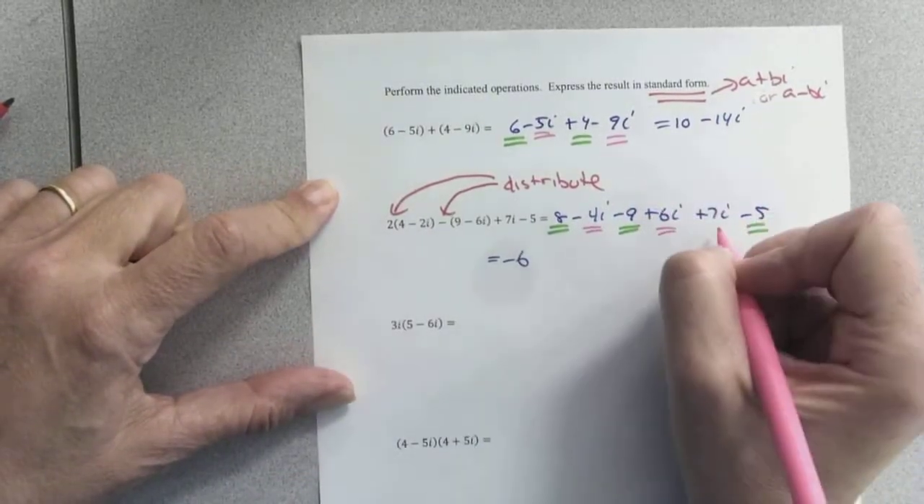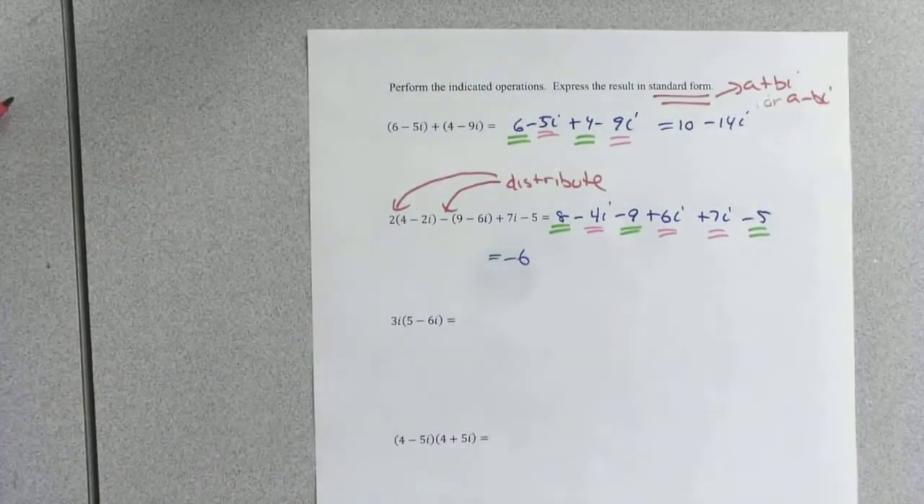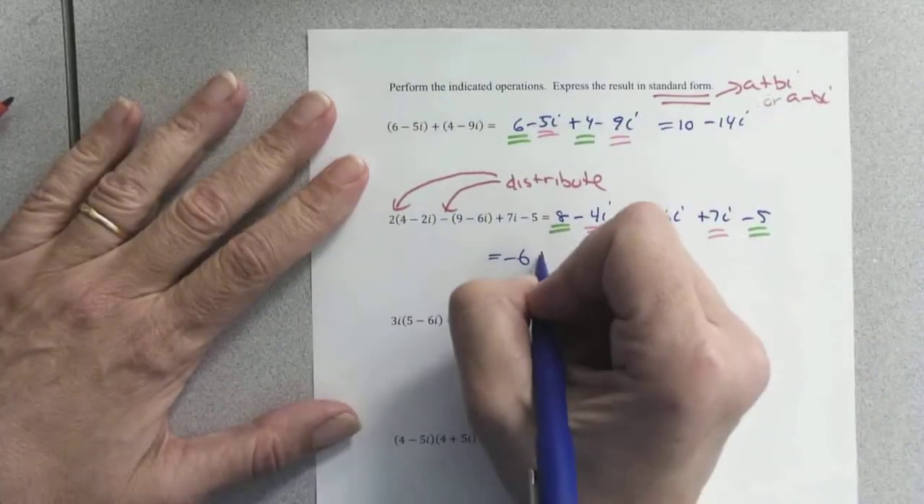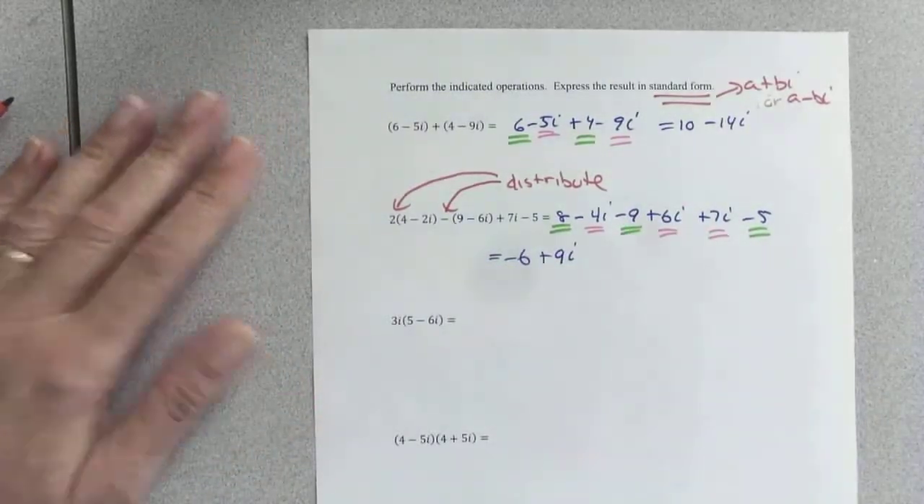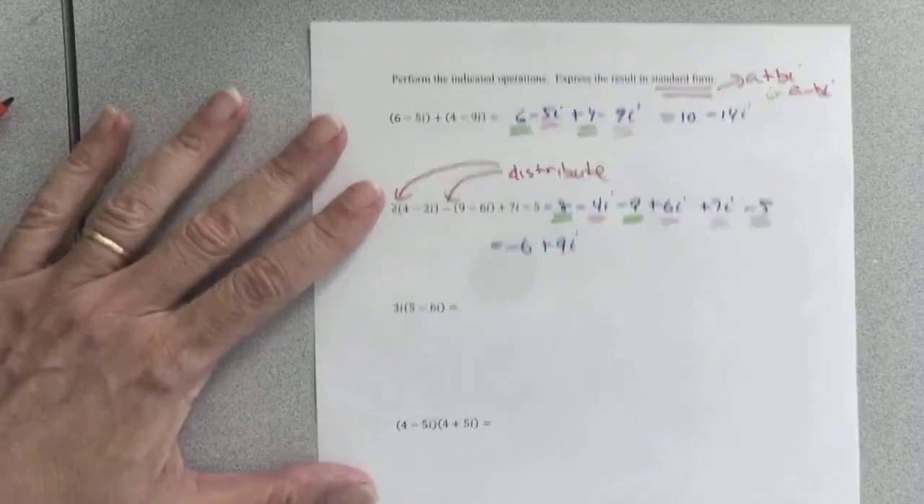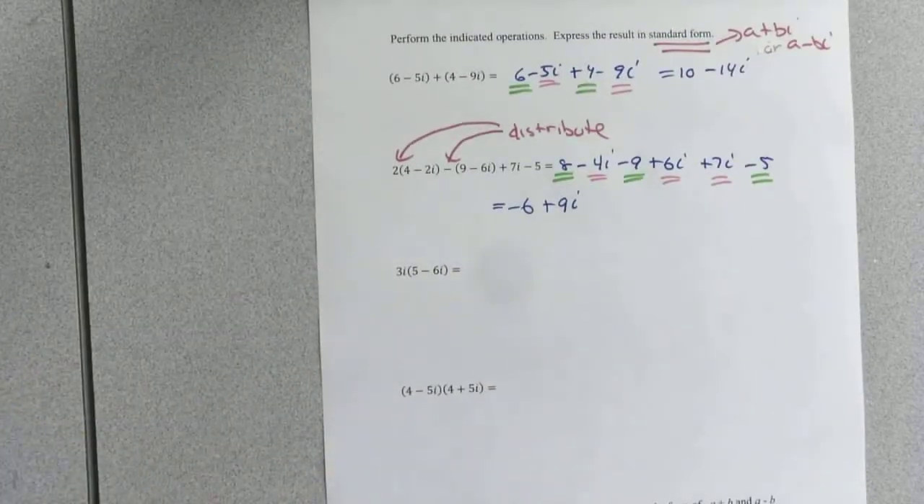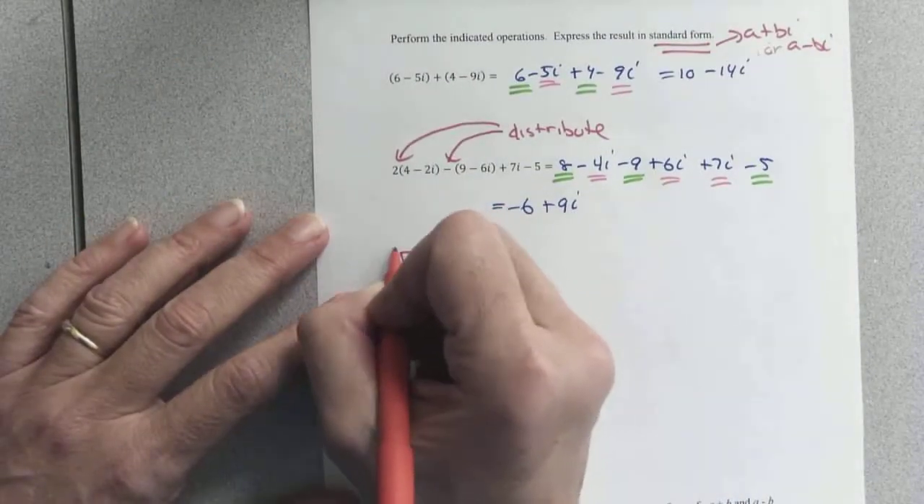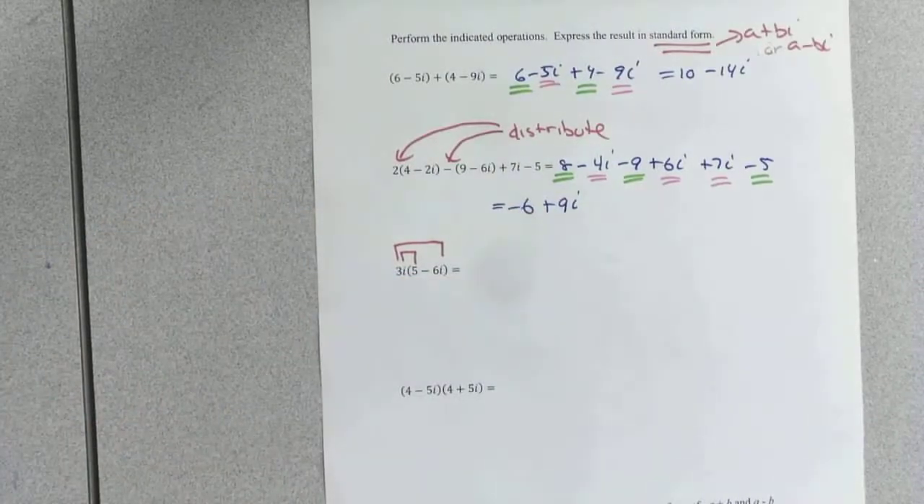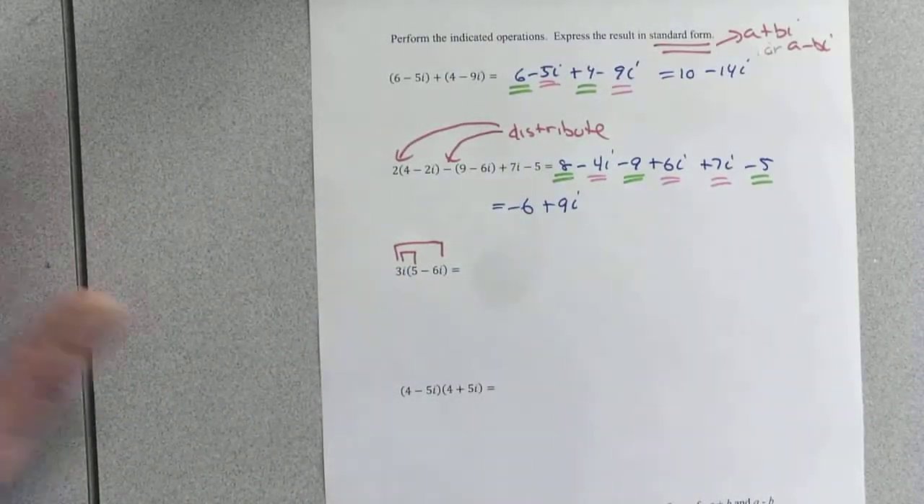Negative 4i plus 6i plus 7i will give me 9i. And that one's done. Again, working normally, I would start by distributing.